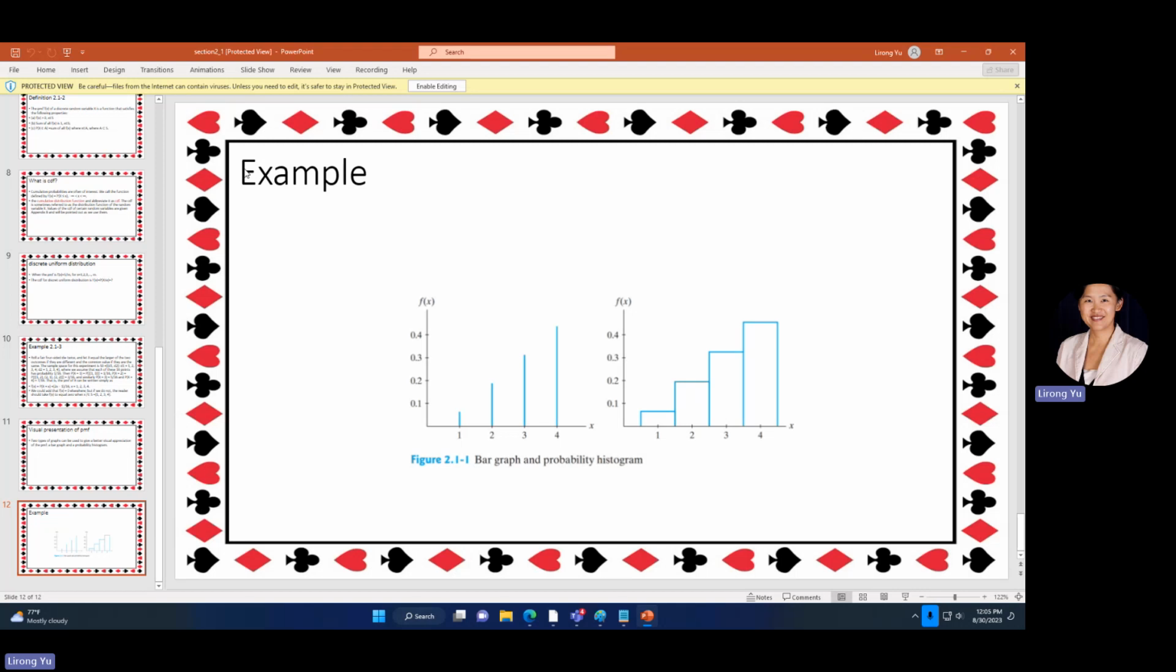This is 2.1. The main thing is to introduce the idea of a discrete model. You can have a table to represent a discrete probability model. You can use a formula like f of x equals 1 over 6 to represent your probability model. Or you can use a graphic display.